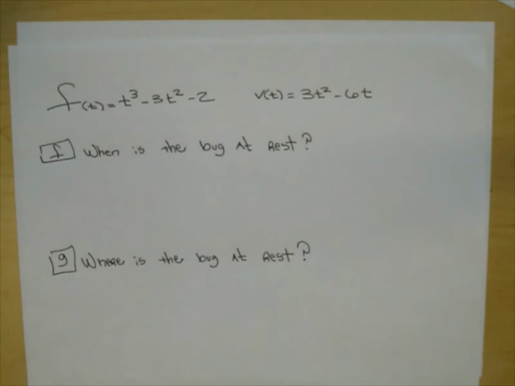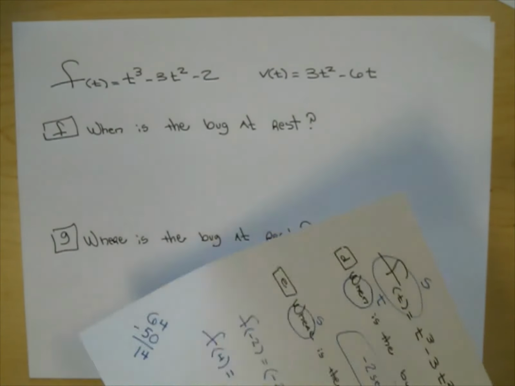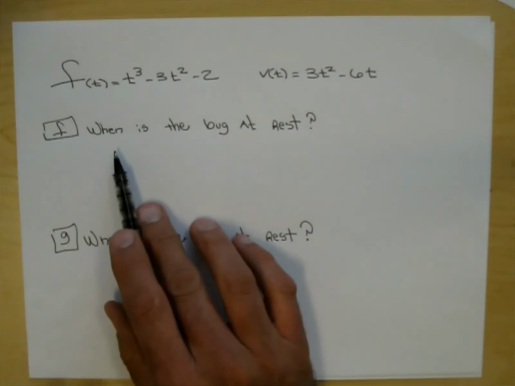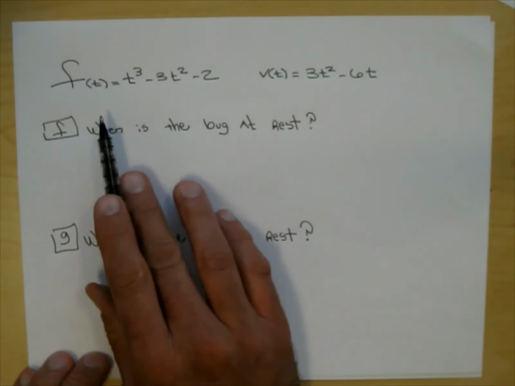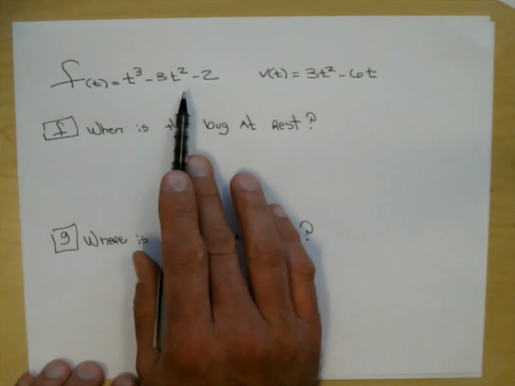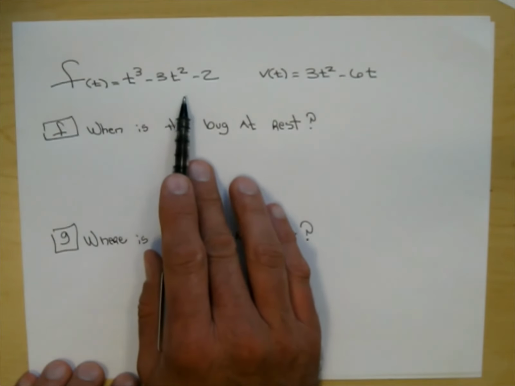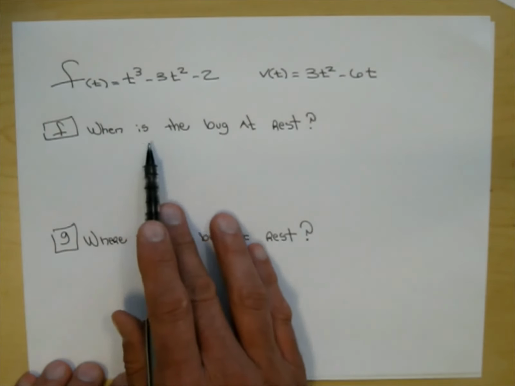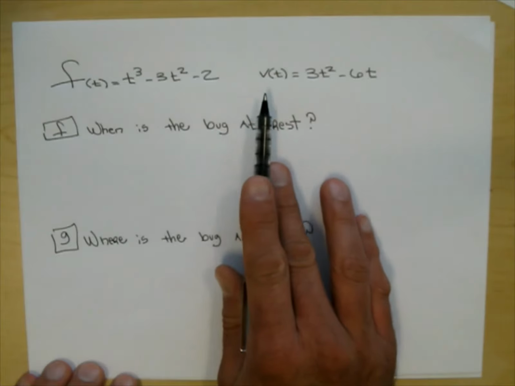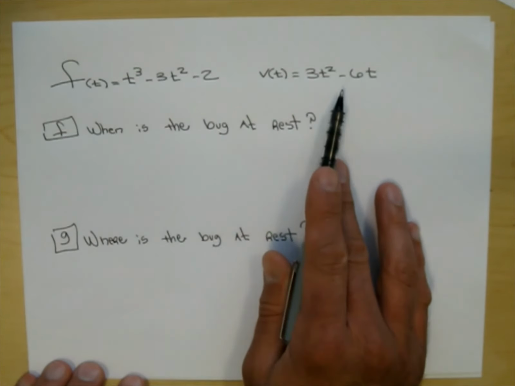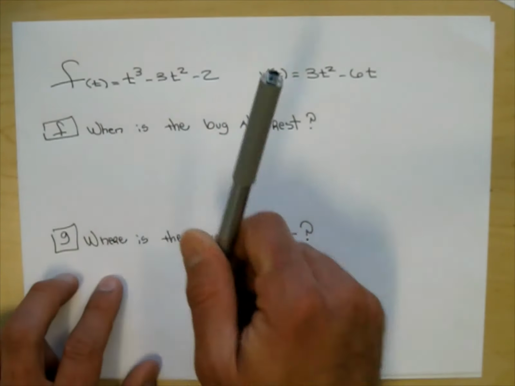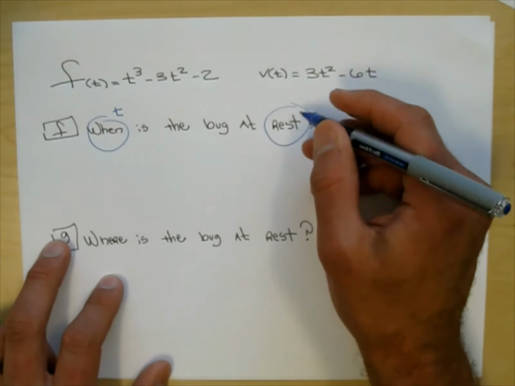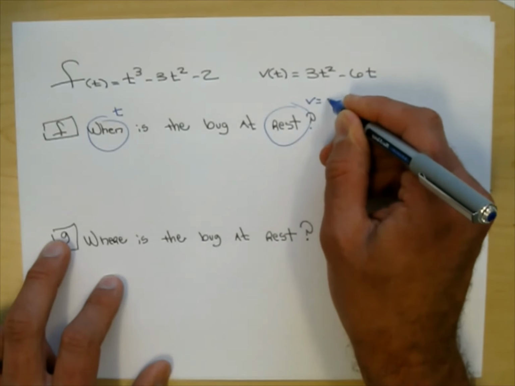Okay, the next 2 parts, part F and part G. When is the bug at rest? Another thing we didn't cover in this review is that sometimes they give you a function and ask, when does the graph have a horizontal tangent line? You have to make sure you know how to do that, but it's the same as doing this one. It is when the velocity is 0. So when is a time, and rest is telling you velocity is 0.